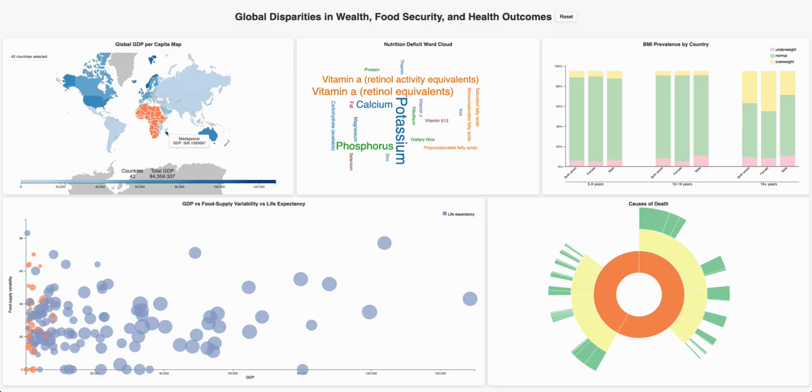In the nutrition deficit word cloud, we see large words like potassium, calcium, and phosphorus, signaling severe shortfalls in these minerals compared to the global average.